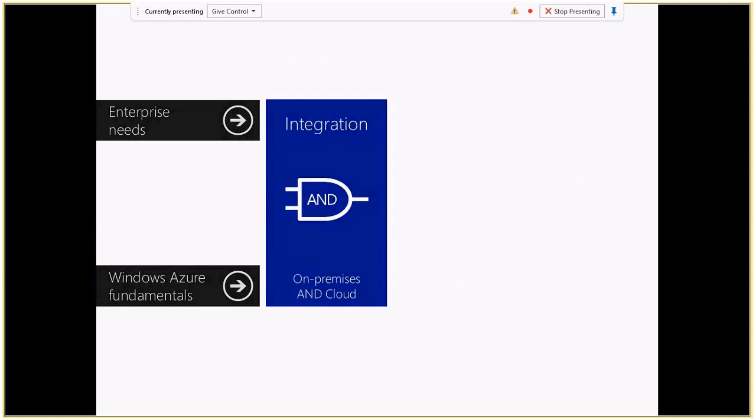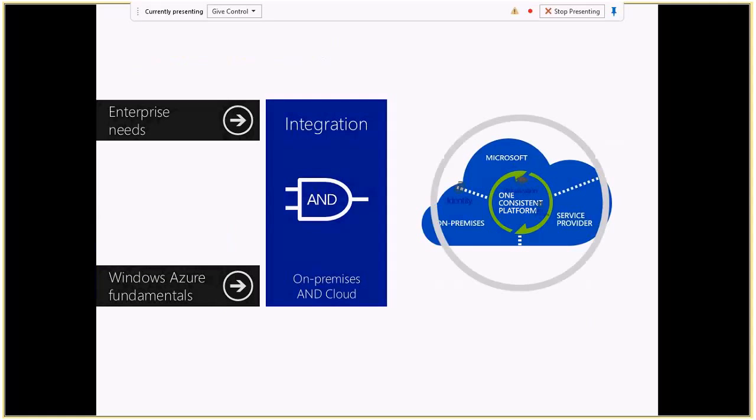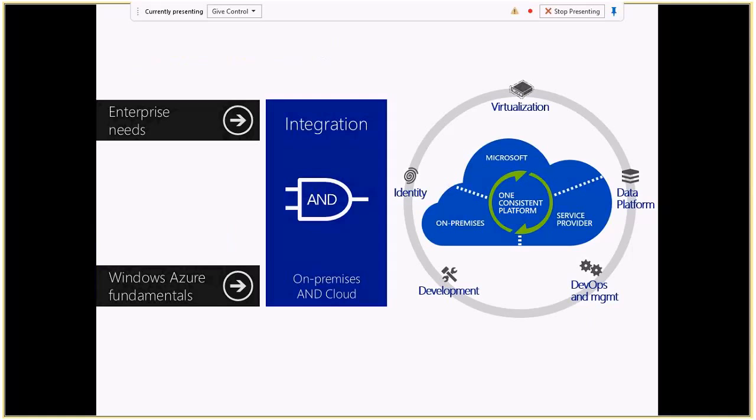So when we look at Windows Azure, one of the key things that I always talk through is it's not an either-or situation. It's an and situation. We talked a little bit about that hybrid cloud. So whether you want to do something on-premise or do it in the cloud, that integration is there because we're using the one consistent same platform, whether it's on-premise, within Microsoft's Azure cloud, or your service provider.